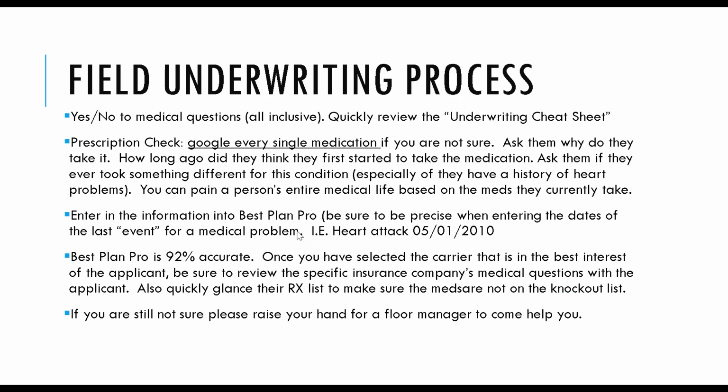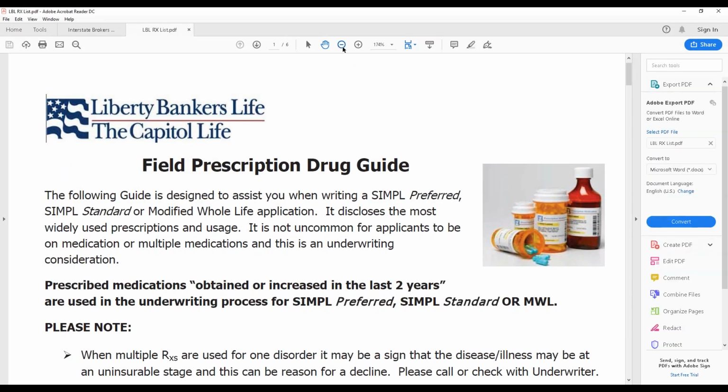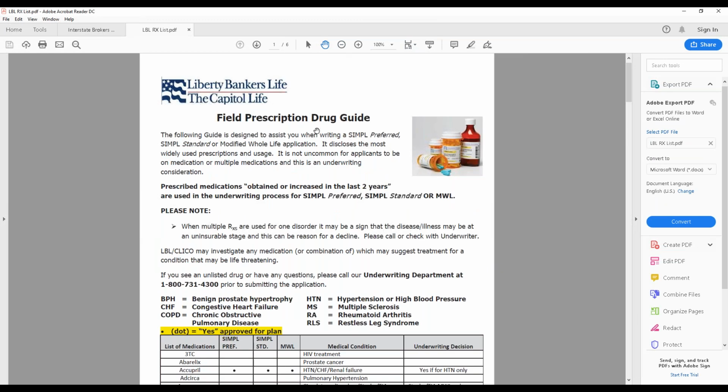Okay, so I'm going to go and close on that. Best Plan Pro, that tool that we just looked at, is only 92% accurate. 92% is pretty good, but we want 100% accuracy. So the next thing you want to do is, once you've selected the carrier that's in their best interest, you want to look at the insurance company's specific medical questions, which you will all have in a binder in front of you. And the other thing you want to do is you want to quickly look and see how they view their medication guide. Okay.